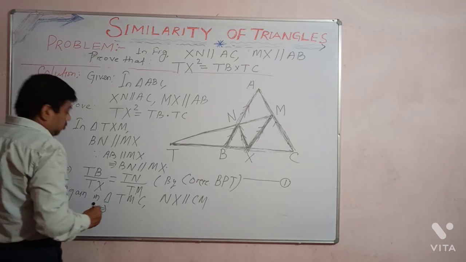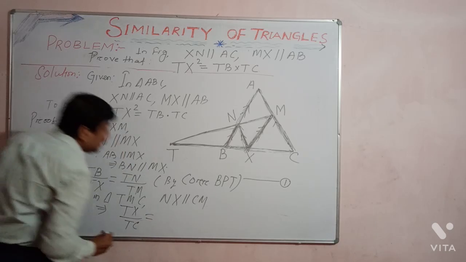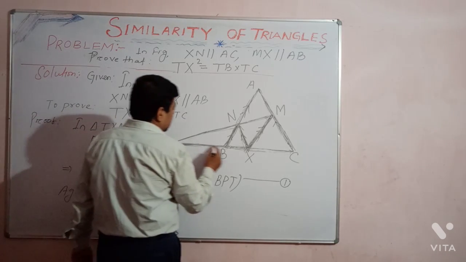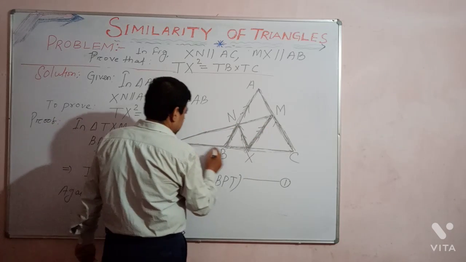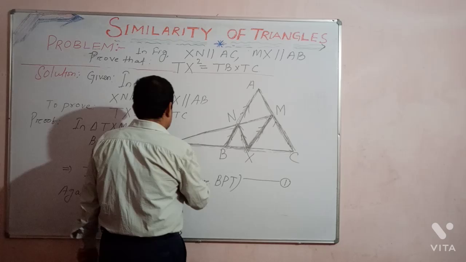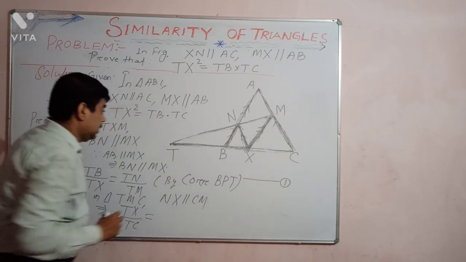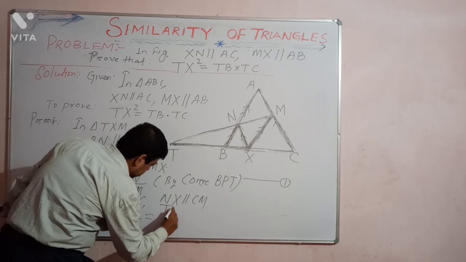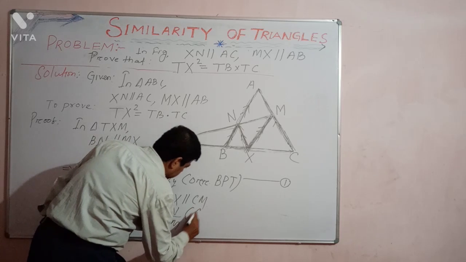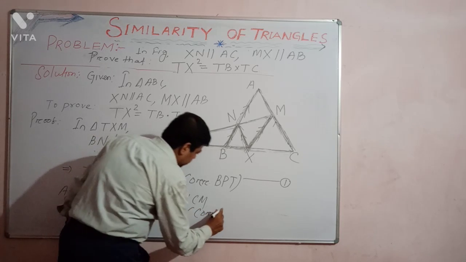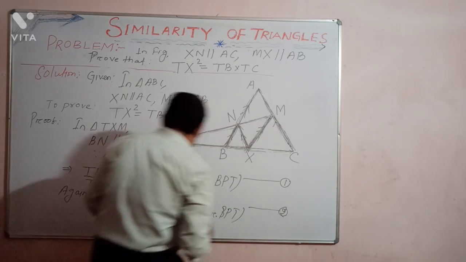So what you are getting then, same process: in triangle TCM, with NX parallel to CM, TX divided by TC is equal to TN divided by TM. This is also the corollary of the BPT, and all of you know we discussed it in the previous class. So this is point number 2.